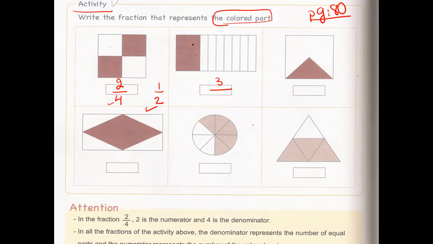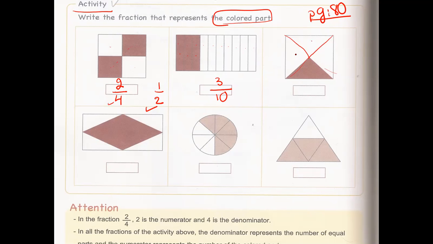So I will count the 3 again. 1, 2, 3, 4, 5, 6, 7, 8, 9, 10. 3 out of 10. Here, is this part the same as this part? Is this square divided into 2 equal parts? No, it's not the same. So I can't talk about a fraction until I divide it into equal parts. This part forms a shape like a triangle. So I will divide it first into triangles. Then I will write the fraction.